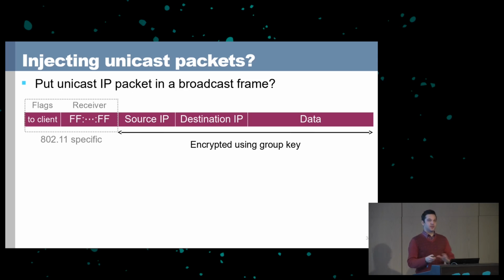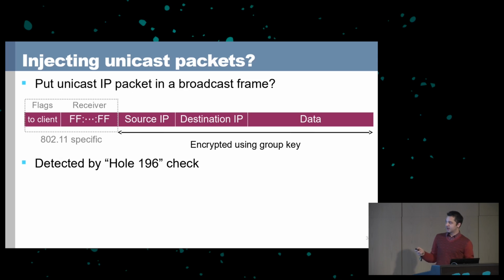And why is that? Well, the client notices that this unicast IP packet is received on a group addressed Wi-Fi frame. And this is the so-called Hole 196 check. It basically says you should reject packets that are sent on a group addressed link layer, but are sent to a unicast IP address. In other words, this technique will not work.